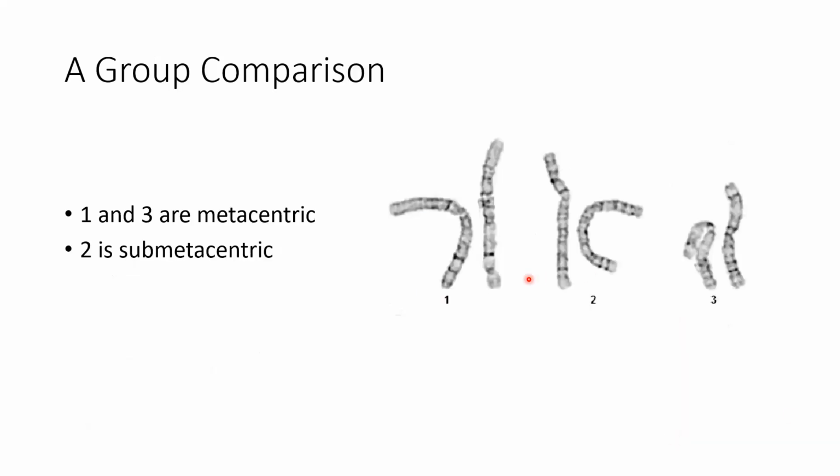And here's just a comparison of chromosomes 1 and 3, which are metacentric, and 2, which is submetacentric. That will give you a comparison to use when you're beginning to mark your chromosomes on the cells that Nicole will be giving you after this lecture.